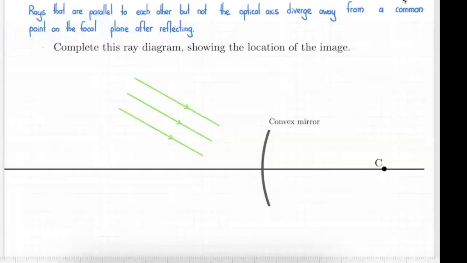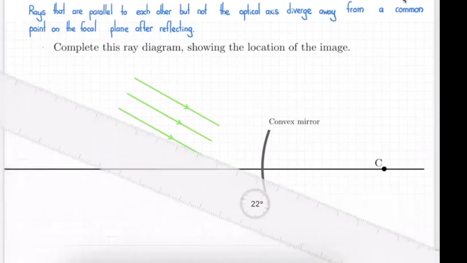So again, we've been given three parallel rays of light, which have presumably come from a distant object above the optical axis, and they're incident on the mirror. And we just want to know how these rays are going to reflect, and so where the image that they form is going to be.